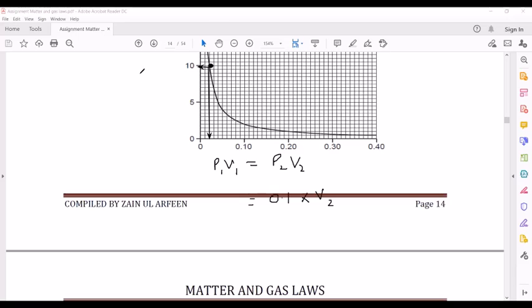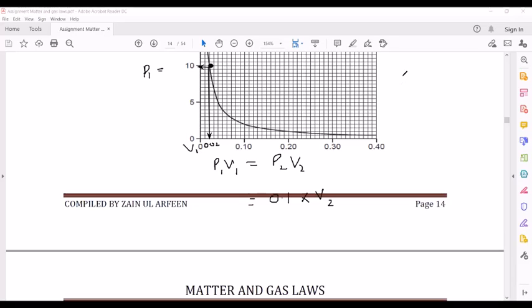So this P1 is 10. What about V1? How can you identify it? You can see between 0 and 0.1, how many boxes are there? So 10 boxes are there. So each box is representing 0.01. So 2 boxes will be 0.02. So that's V1. Is it clear?